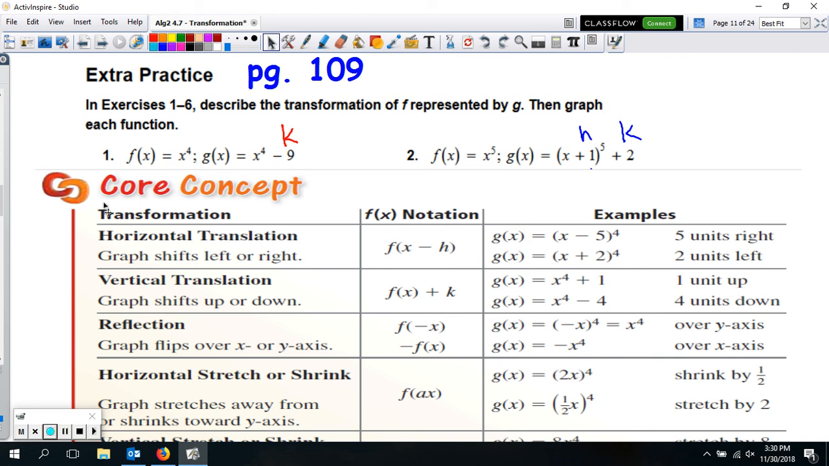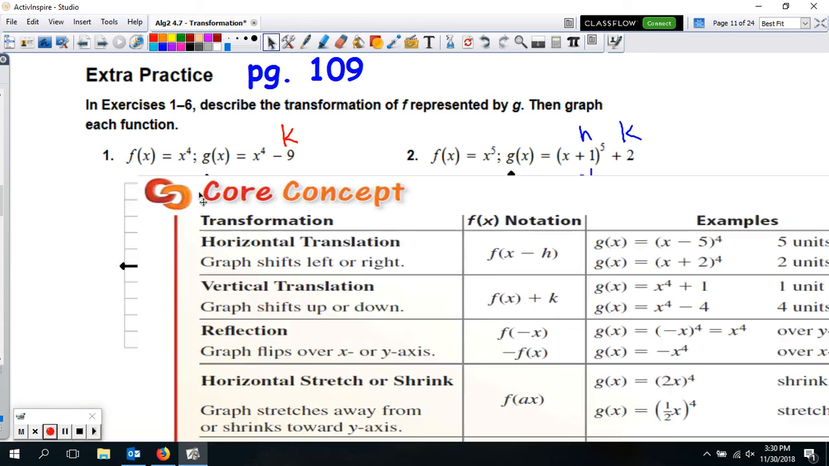So here's our core concept. Again, every time, you want to look at this core concept to help you. So this one has x to the 4th minus 9. That's a k number, so we're looking at the k number here. So we're going to call this a vertical translation. And since this is a negative, it's going to be going down this many units, 9 units.